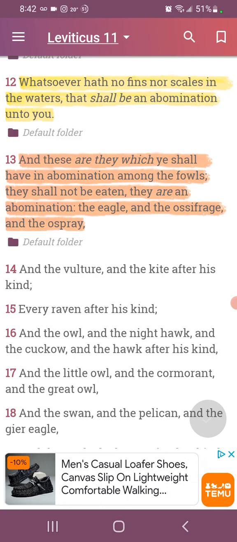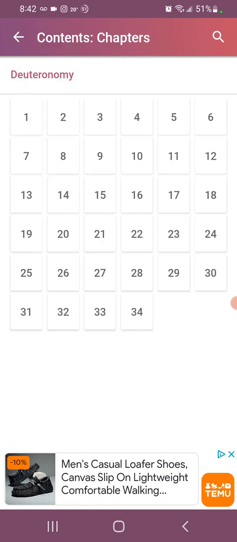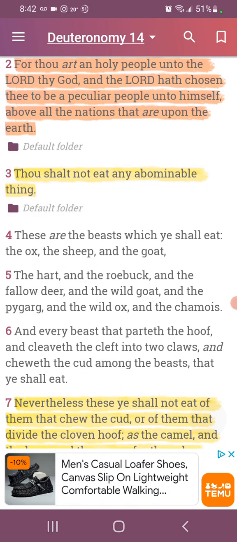So we know that catfish don't have fins and scales. They have fins, but no scales. Crab, shrimp, lobsters, crawfish, oysters, all these things that come out of water do not have fins or scales. You cannot eat it. The Lord called it an abomination, right? And let's get one more to wrap it up. It's the book of Deuteronomy, chapter 14 and verse 3. And it reads, thou shalt not eat any abominable thing. So we know we can't eat the swine, which is pork. We can't eat shrimp, crab, lobster, catfish, oysters, any type of shellfish.